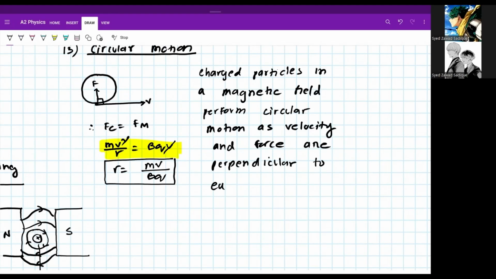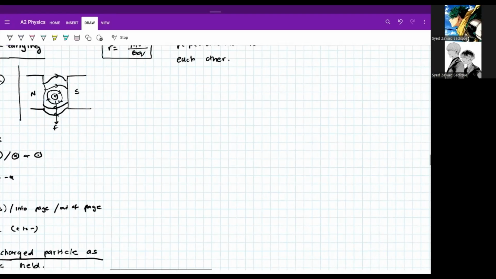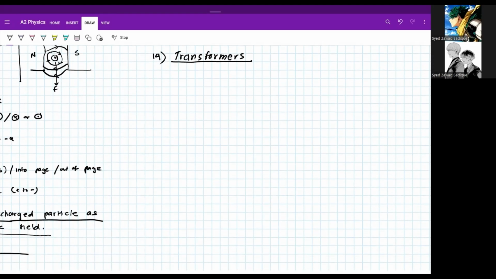Concept number 14 is transformers. I know a lot of people think this was removed, but it isn't actually removed, guys. We still have basic transformer questions in our syllabus, but the majority of the calculation, I think, was removed. However, I'd still like to include it in case you need the concept.